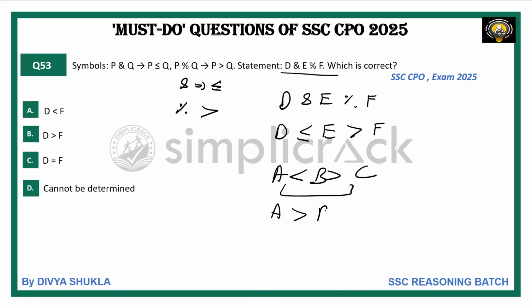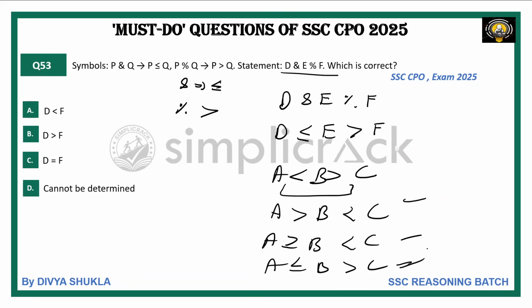If I'm saying A is greater than B, less than C, again similar case. If I'm saying A is greater than or equal to B, less than C, again similar case. A less than or equal to B, greater than C, similar case. So all of these are not forming any conclusion between A and C. I hope this much is clear. So which is correct cannot be determined, because you can't really determine the relation between D and F. I hope this is clear. Okay, let's see the next one.